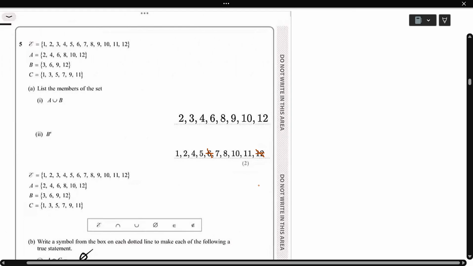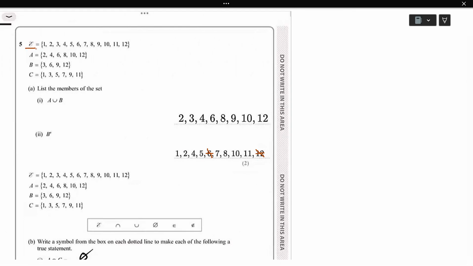Next question is a set question. The universal set is given, set A, set B, set C are given. So first question, A union B. We find the union, so the elements should not repeat. So 2, 3, 4, 6, 8, 9, 10, 12. So all the elements are written here.